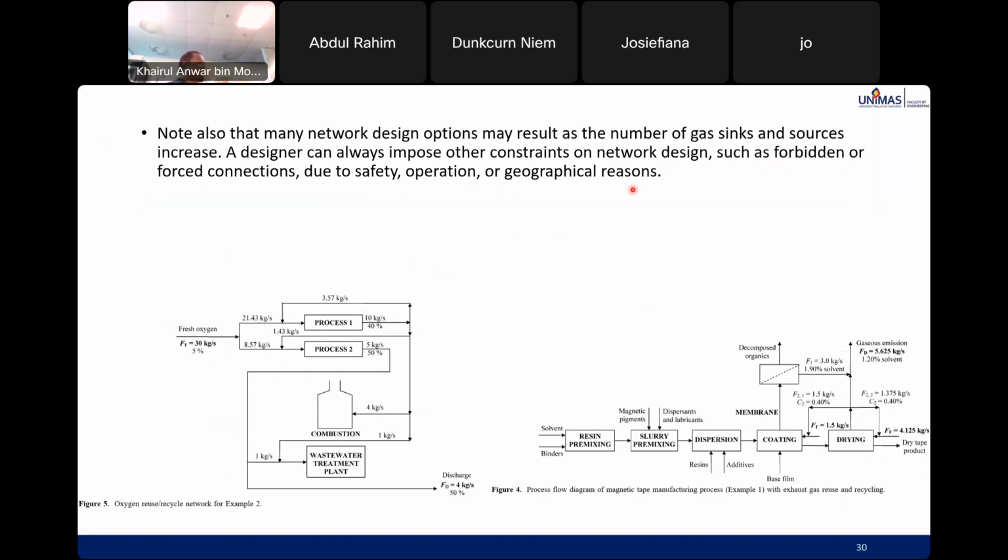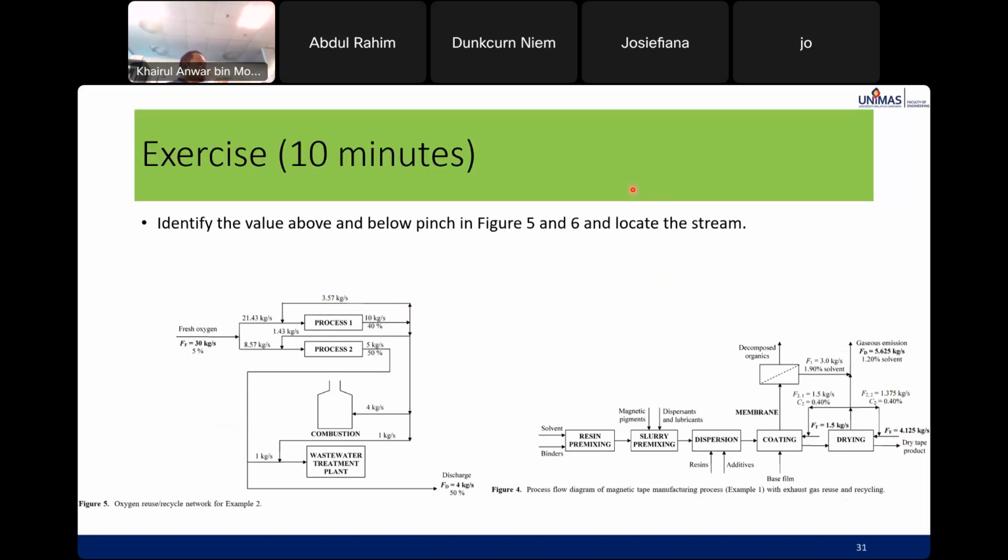Okay. So, 10-minute exercise. The task is to identify the value above and below pinch in figure 5.6 and locate the stream. How to do? You need to refer back to table 3 for figure 4, process for the gain of nitrogen here, and table 5 for process oxygen integration.